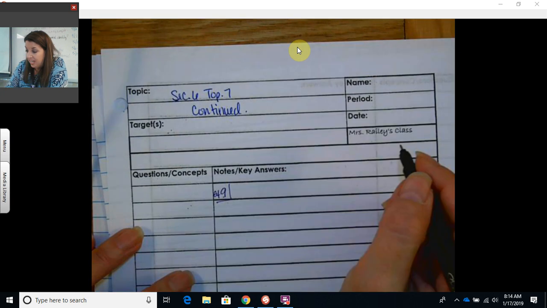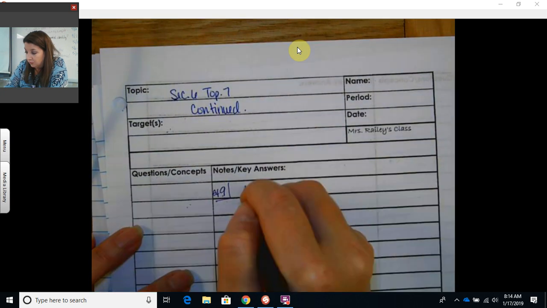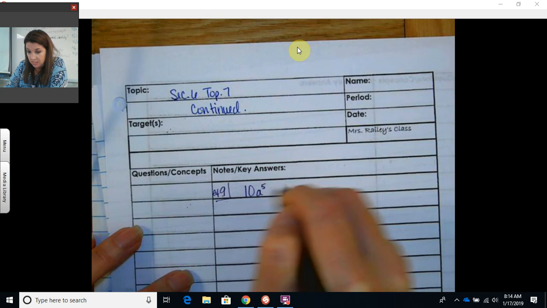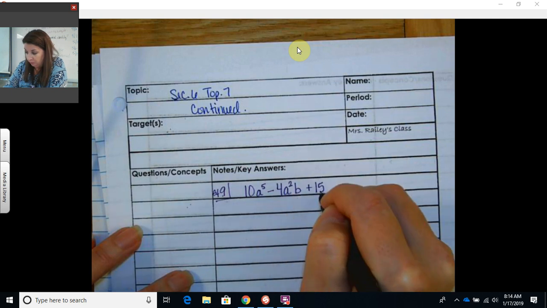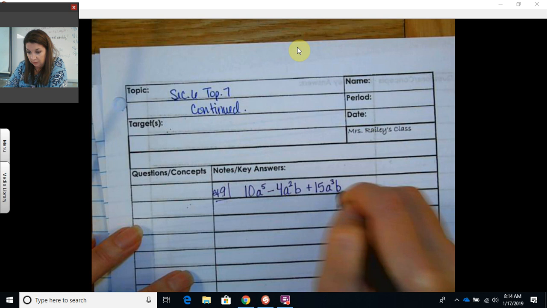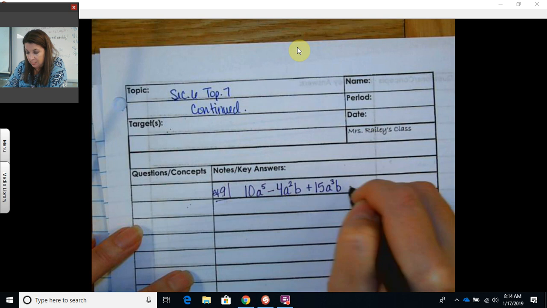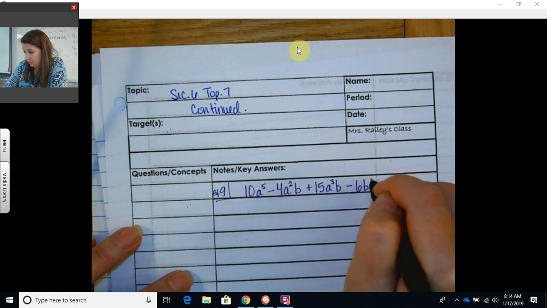10a to the 5th minus 4a squared b plus 15a cubed b minus 6b squared.